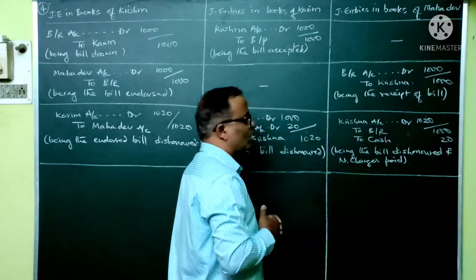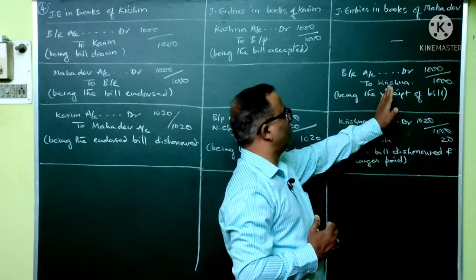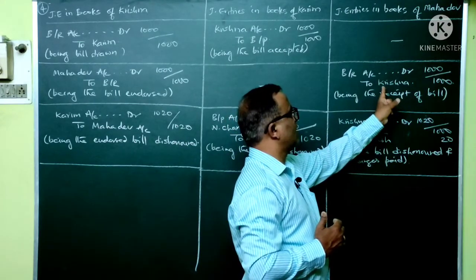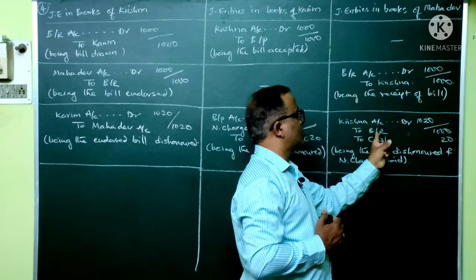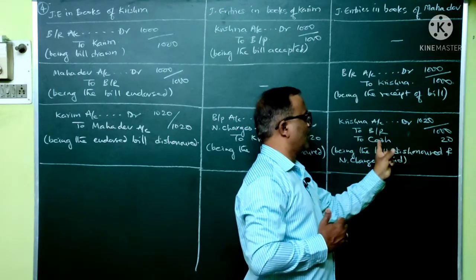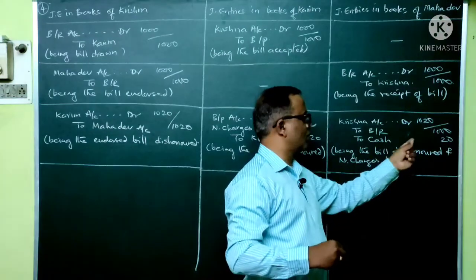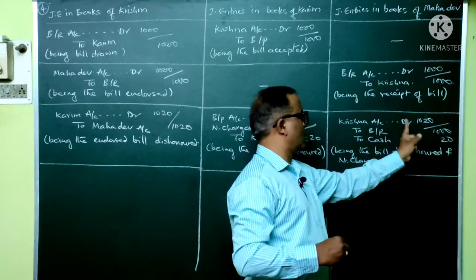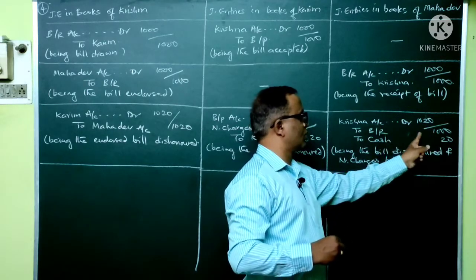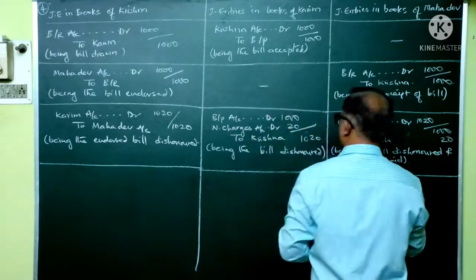So when he has paid the noting charges, think from Mahadev's point of view. The bill which he has received from Krishna is dishonored. So Krishna account debit, to bills receivable, with the amount of the bill, plus noting charges he has paid out of his pocket, so cash is going out. Noting charges 20 rupees, so totally 1020. Krishna account debit to bills receivable and cash, being the bill dishonored and the noting charges paid.